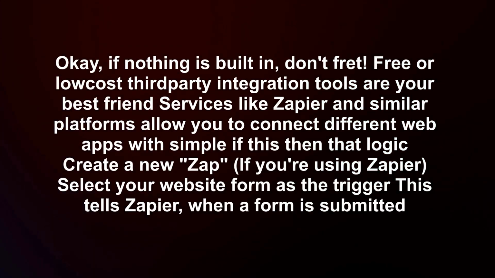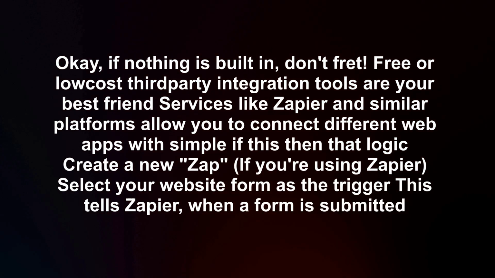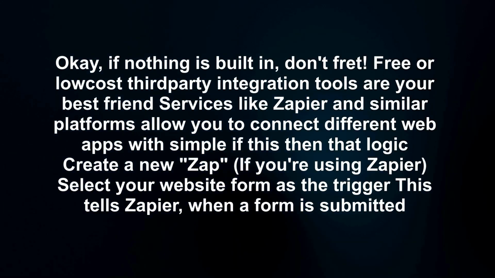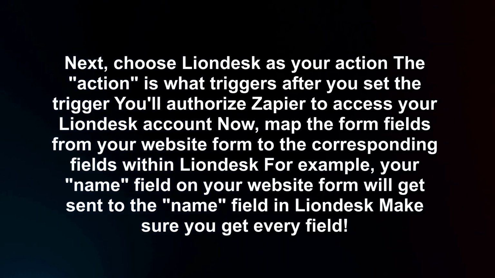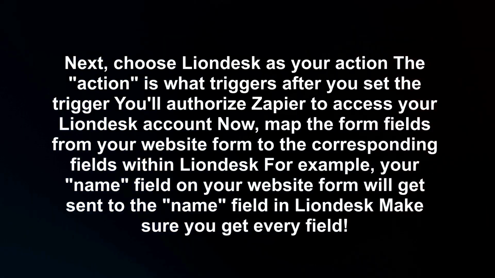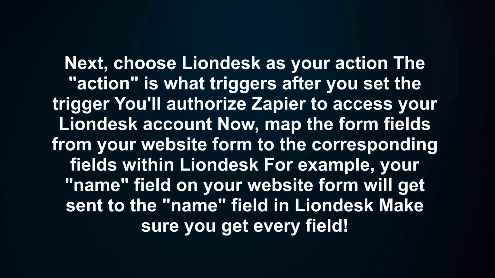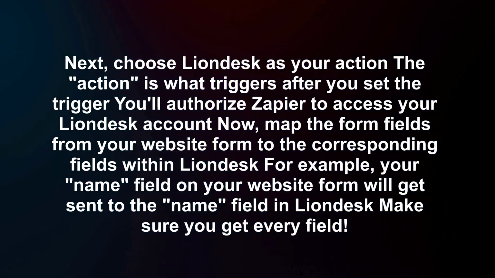Create a new app. If you're using Zapier, select your website form as the trigger. This tells Zapier when a form is submitted. Next, choose Liondesk as your action. The action is what gets triggered. After you set the trigger, you will authorize Zapier to access your Liondesk account.